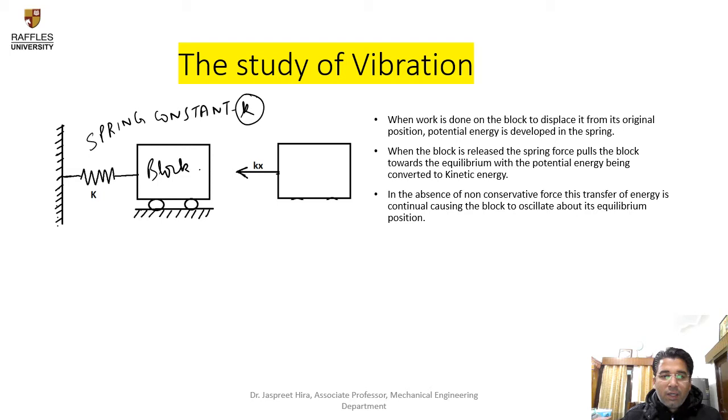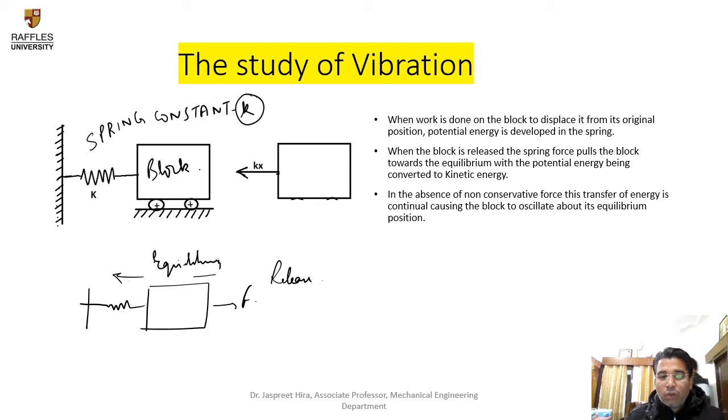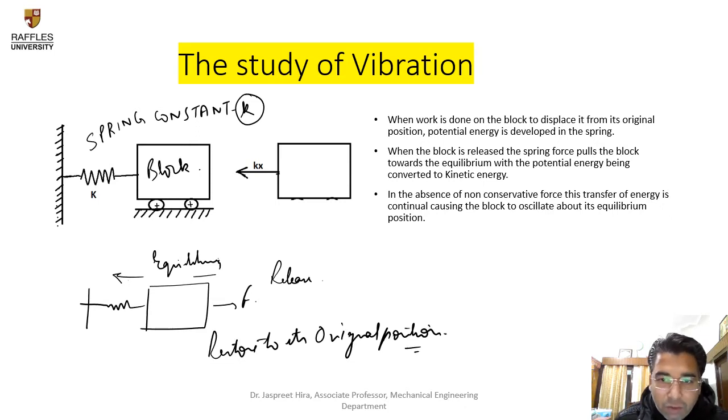Now, this block has forces being applied in a particular direction. If we apply the force on this block in this direction, and when we release the force, then due to this spring constant, the body will automatically attain equilibrium. For attaining the equilibrium, it will restore to its original position. Now, this is basically the effect of the vibrations.